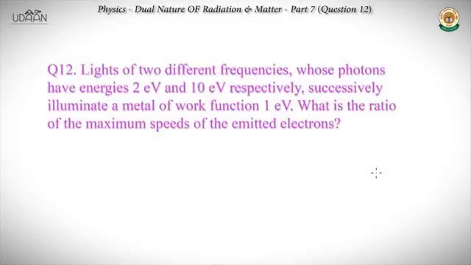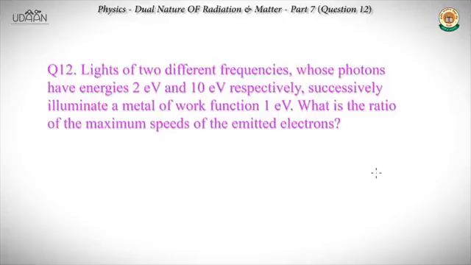So question number 12 says, lights of two different frequencies whose photons have energies 2 eV and 10 eV respectively successively illuminate a metal of work function 1 eV. What is the ratio of the maximum speeds of the emitted electrons? So here we need to find the ratio of the maximum speeds.